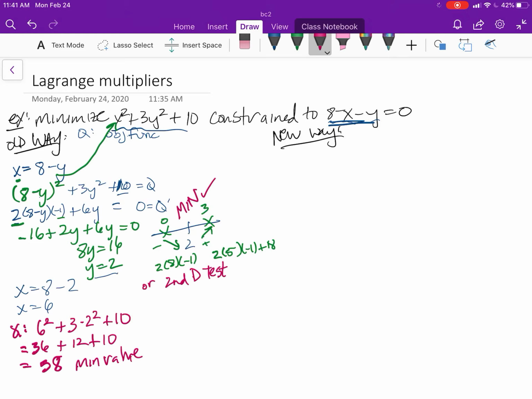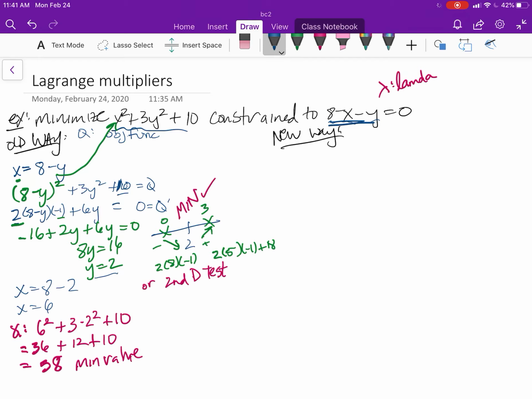Okay. The new way we use this, we introduce what this Greek symbol called a lambda. I forget how to spell it, L-A-M-B-D-A, I think. And it's called a Lagrange multiplier. Why would we do this if we have this old way? Because sometimes it's too much work the old way, or perhaps maybe even impossible.